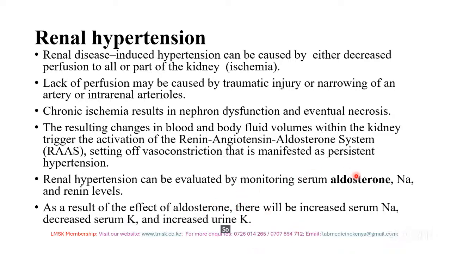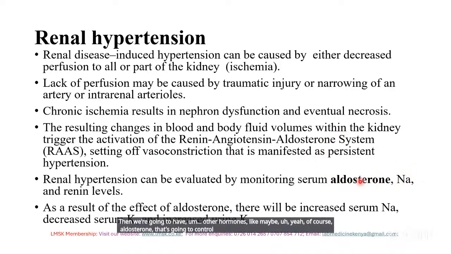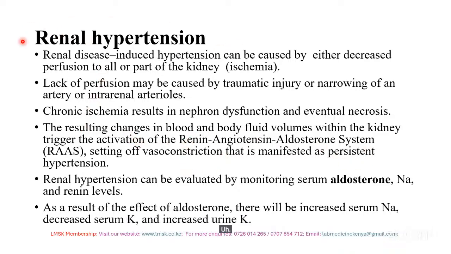So when these particular hormones are involved, it's a homeostasis kind of situation where if there is too much water, then aldosterone is released to control that. If there is too much sodium, then we're going to have other hormones like, of course, aldosterone that's going to control that, ADH that's going to control the water, and try to sort this particular renal hypertension issue through the renin and angiotensin system.